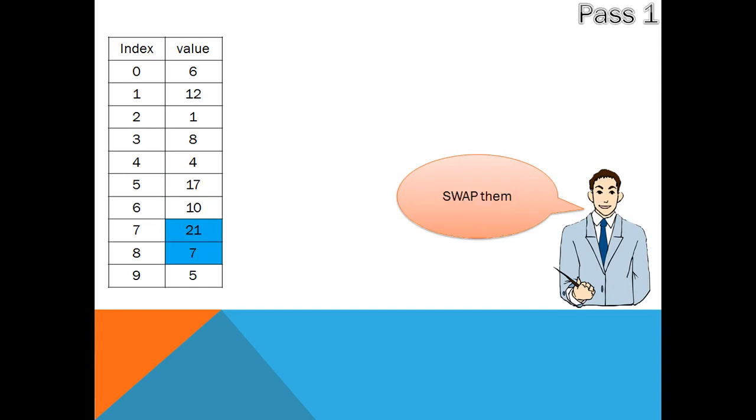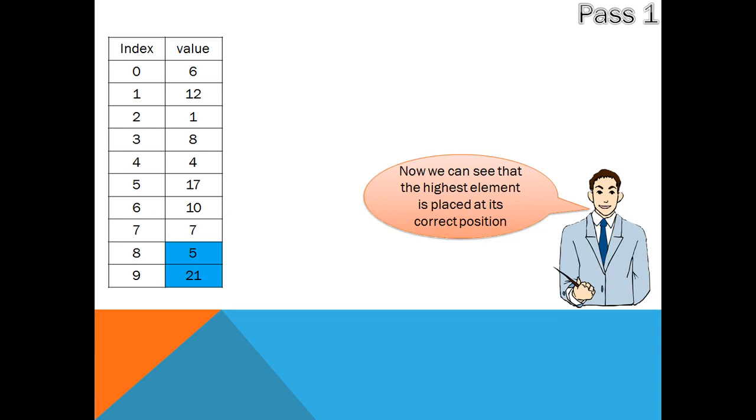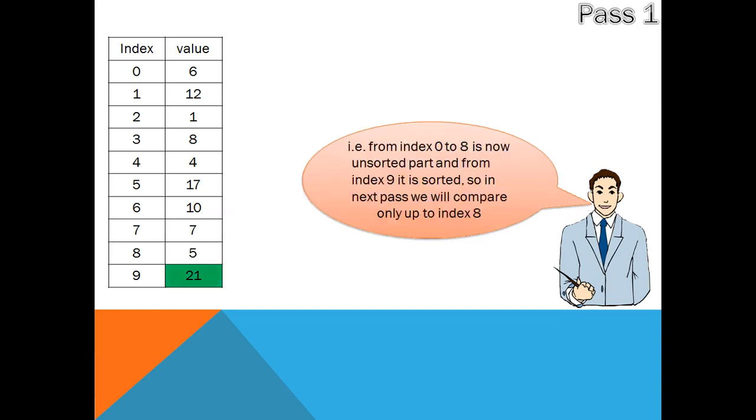Now 21 and 7, swapping is required. 21 and 5, swapping is required. Now we can see that the highest element, that is 21, is placed at its last position. That is the end of pass 1. From index 0 to index 8 is now the unsorted part, and from index 9 it is the sorted part. So in the next pass we will compare only up to index 8. The sorted part will not be considered in pass number 2.